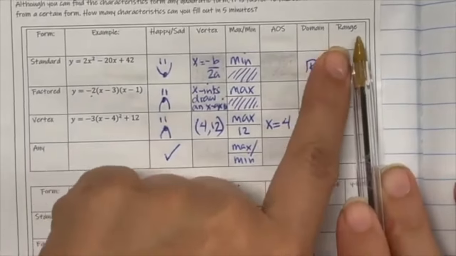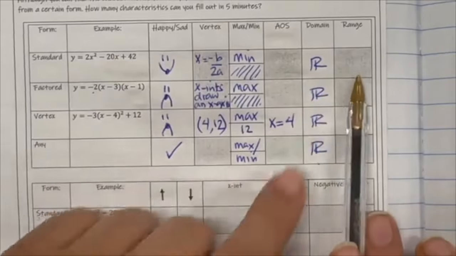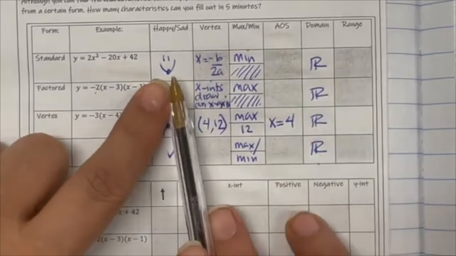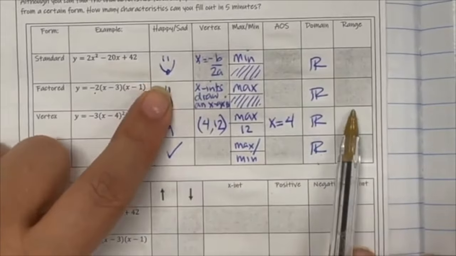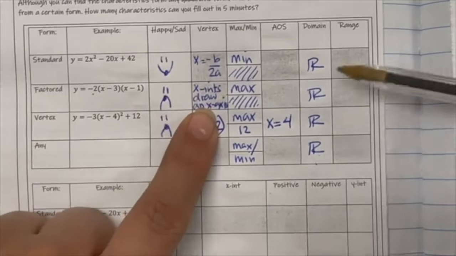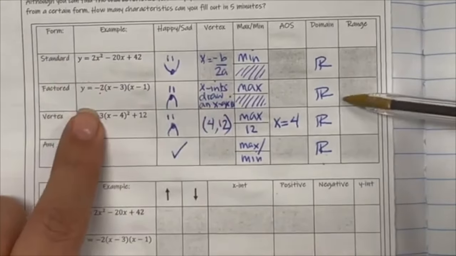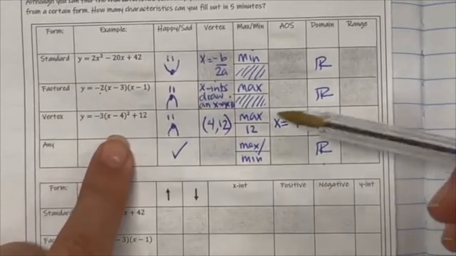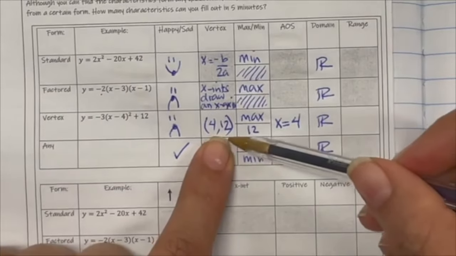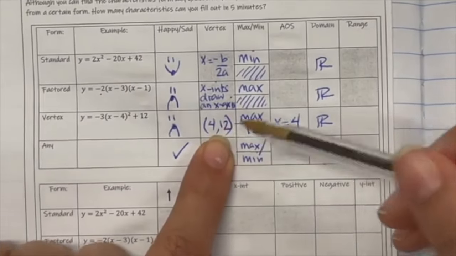In terms of range, again, I can't tell the range unless it's graphed for me or they give me the vertex, right? That's why these two are blank. I can work it out, but I can't tell immediately. So from standard and factored, I can't tell, but from vertex, I can tell because I already have the vertex.